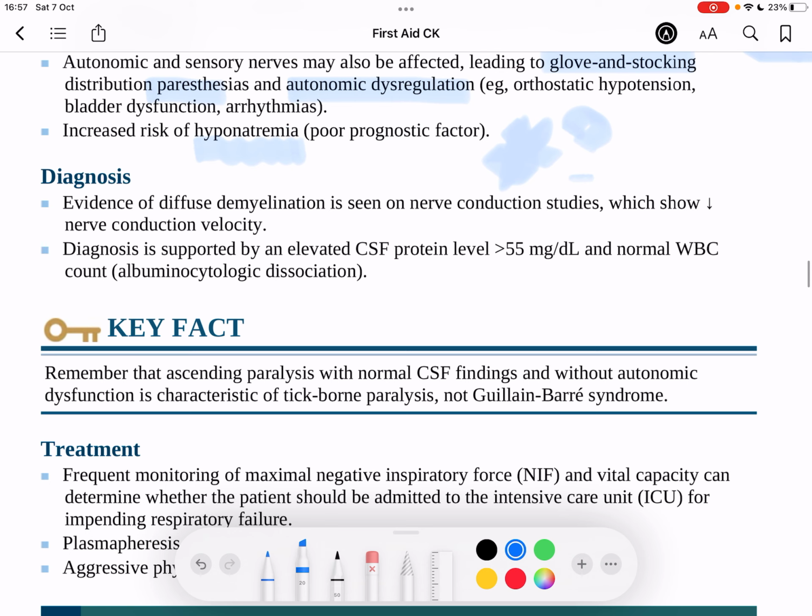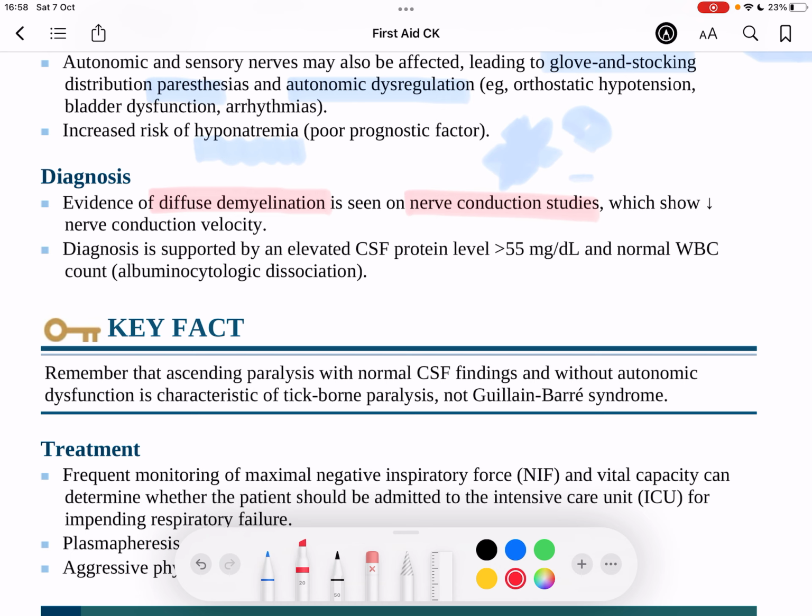So how do we diagnose Guillain-Barré syndrome? We need evidence of diffuse demyelination. That's essentially what we're going to be requiring in this diagnosis. And how do we find evidence of that? We need to do nerve conduction studies. We're going to do a nerve conduction study, and you're going to see a decrease in nerve conduction velocity. We'll talk about this when we cover some other disorders in later chapters, how we can differentiate disorders based on EMGs and nerve conduction velocity studies.